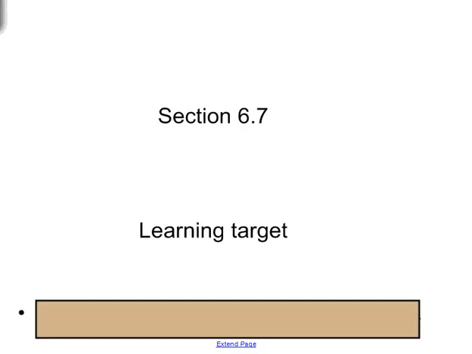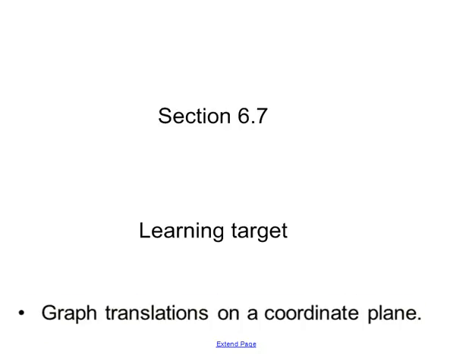Beginning our review video for Chapter 6, Section 7, so that's Section 6.7. And as always, we start with the learning target. The learning target for today is to graph translations on a coordinate plane.